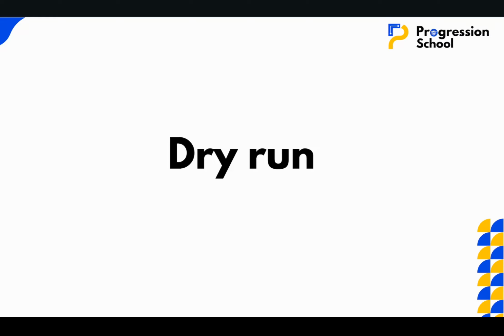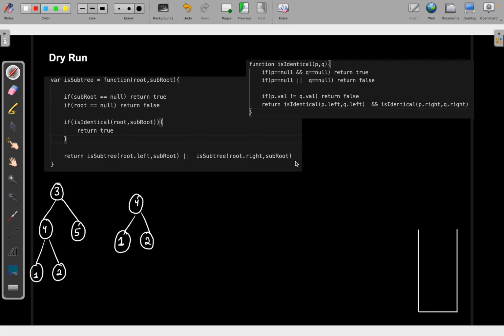In this video, we will see a dry run of the code. Now let's do a quick dry run of this problem. I will call this function isSubtree with the root and subroot. Okay, so let me name it. That is 3 and 4.